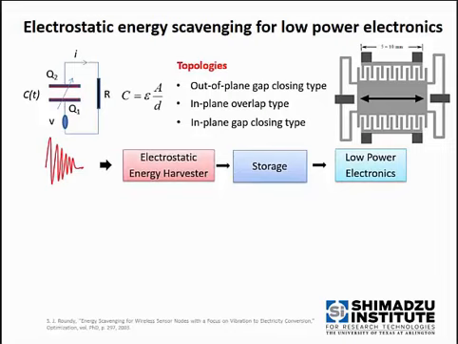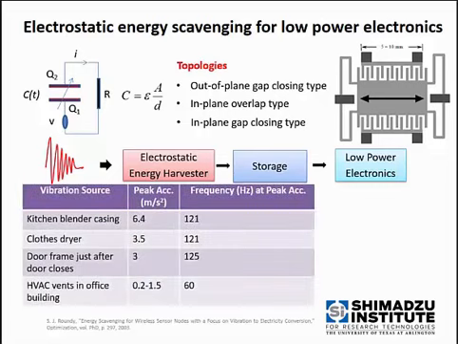So the whole idea of how the electrostatic energy scavenger works is it uses vibration energy from the ambient environment to produce useful power which can be stored to power small electronics. Some of the vibration sources, with peak acceleration and the frequency at the peak acceleration, can be a kitchen blender casing or HVAC vents in an office building, and these are the peak accelerations they give, and this is the frequency of the peak. We can see that all these vibration sources are present in our environment, and they're actually low-level vibrations.